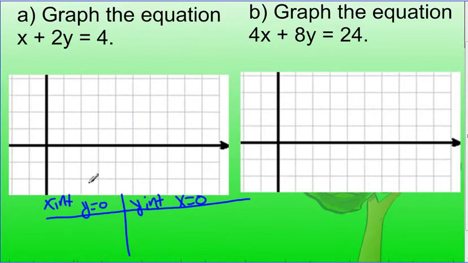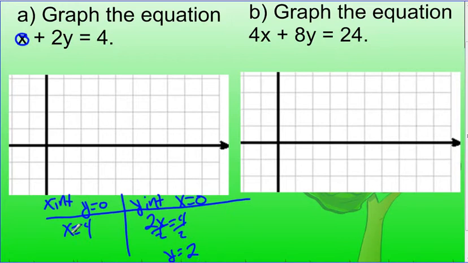If I plug in 0 for y, that piece is 0, so 2 times 0 is 0. I got x equals 4. I didn't even have to solve that one. Sweet. On the other side, if I plug in 0 for x, that piece is 0, so I get 2y equals 4. Divide by 2, y equals 2.